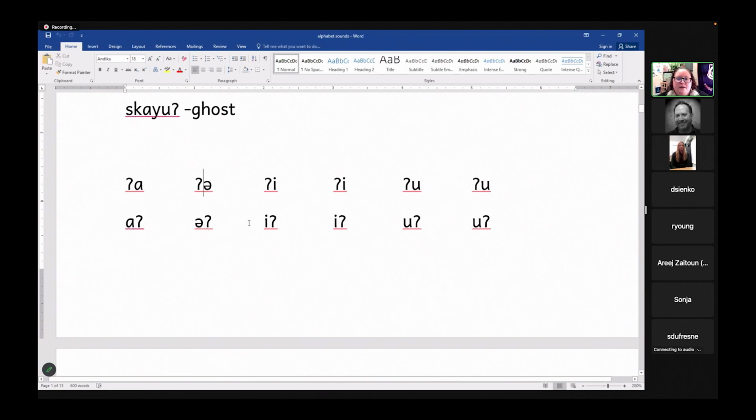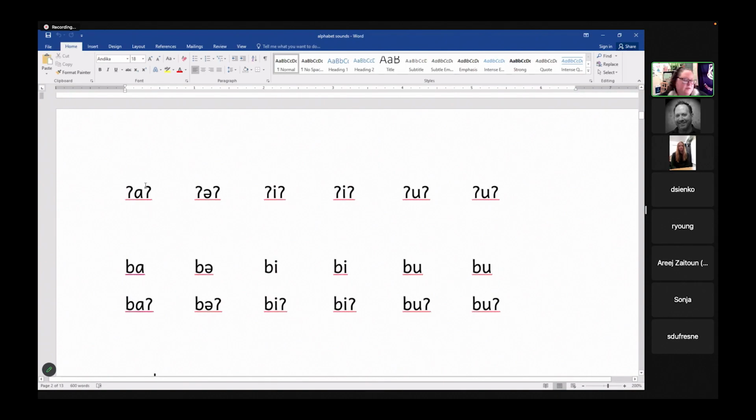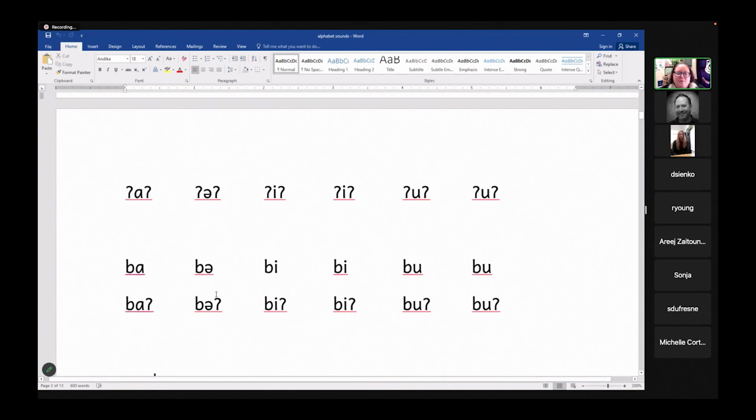Ah, E, A, O, U. Ah, E, A, O, U. And now let's do it with the glottal stops hugging the vowels. Ah, E, A, O, U. Ah, E, A, O, U. So you can hear what that glottal stop does when you put it in with the vowels.